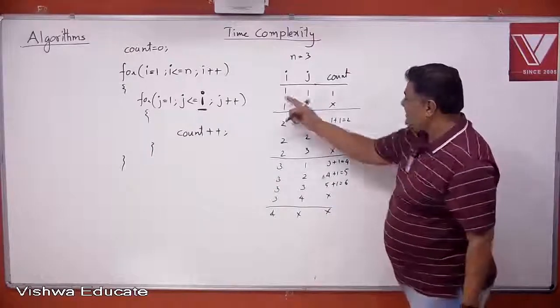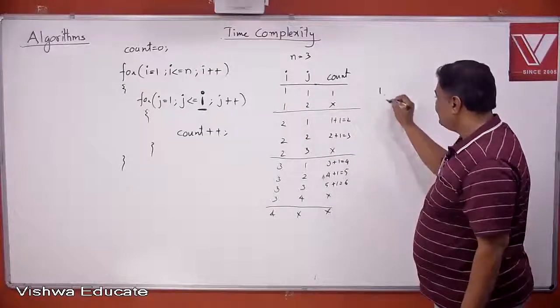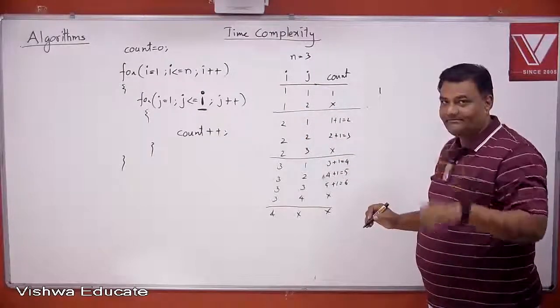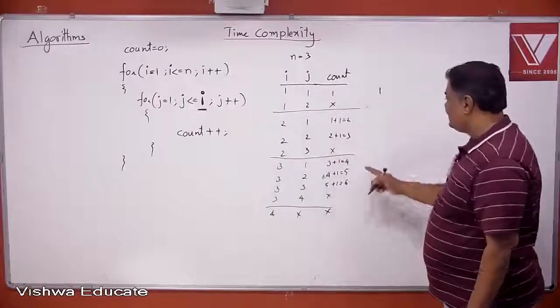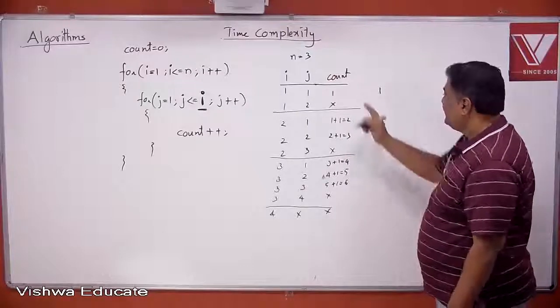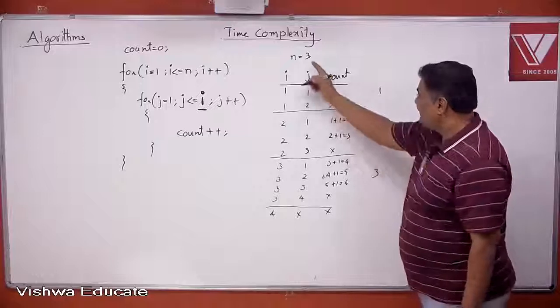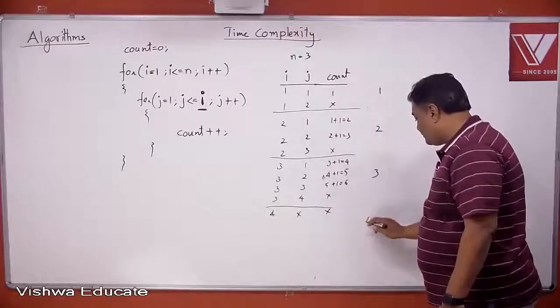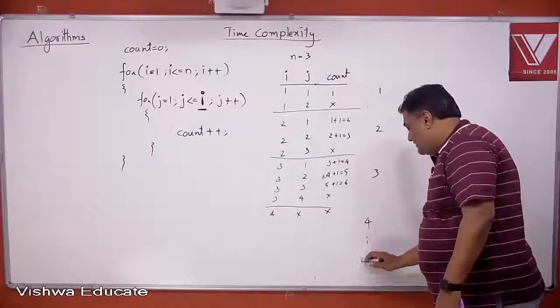See, if I give just n value as 1, then it will execute only one time. Count will be incremented only one time. If I give n value as 2, then up to here it will increment. So this is one time, and here how many times is it incremented? 2 times. If I give 3, then 3. If I give n as 4, then one more, 4. So if it is n, then it will be up to n.